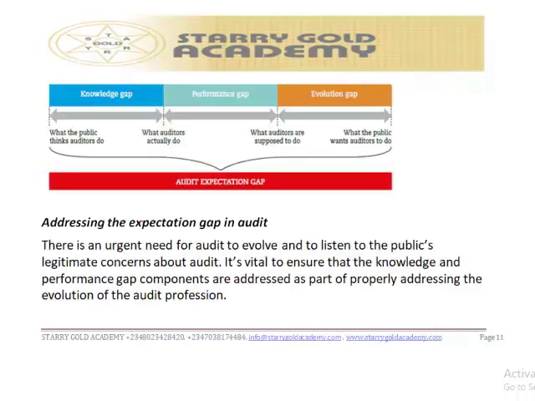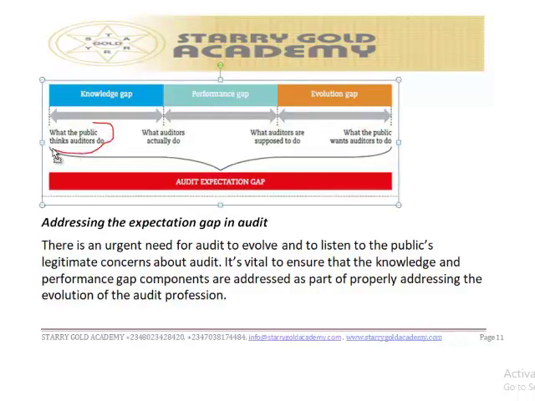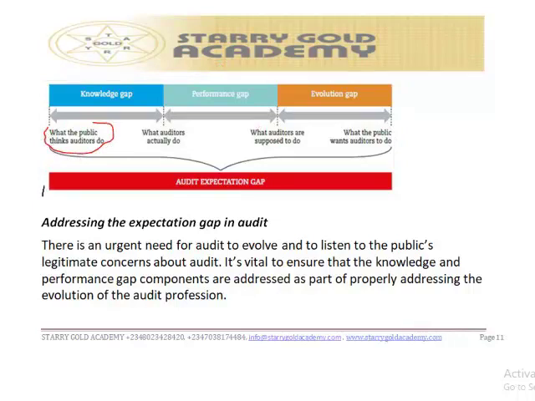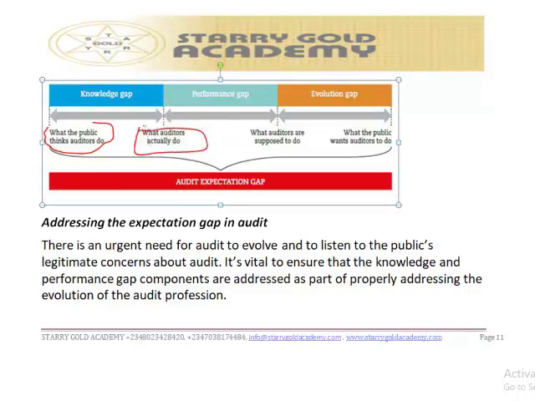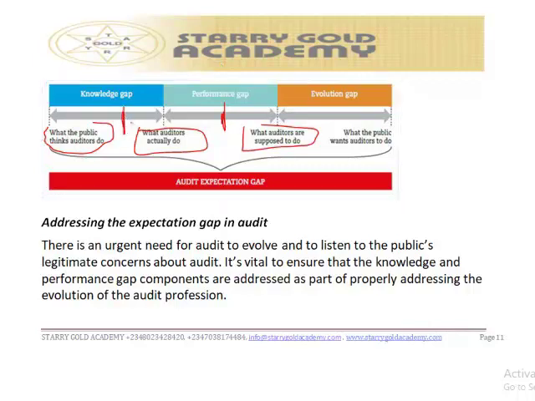Now let's look at how it can actually form. Look at it there. We said the knowledge gap. Pointing towards the left, we have what the public thinks auditors should do. This is what they think the auditor should do, right? And in the middle of this, we have what auditors have actually done. Now, look at the performance gap also. We now have what auditors are supposed to do. This is what the auditors are supposed to do. Look at what the auditors have actually done, and there's a performance gap. What auditors have actually done and what the public thinks auditors should do, there's a gap between these two also.